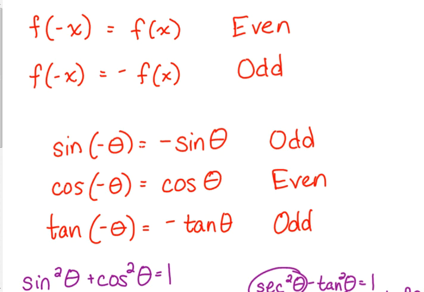Positive square root of 2 over 2. And then you just change the sign. So it would be negative square root of 3 over 2. Square root of 2 over 2, excuse me.